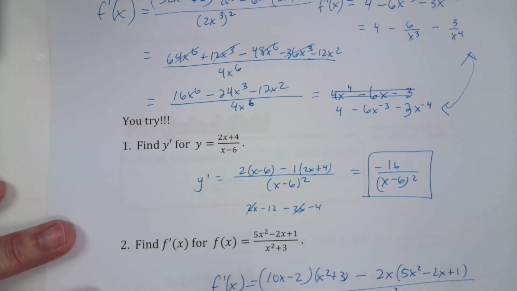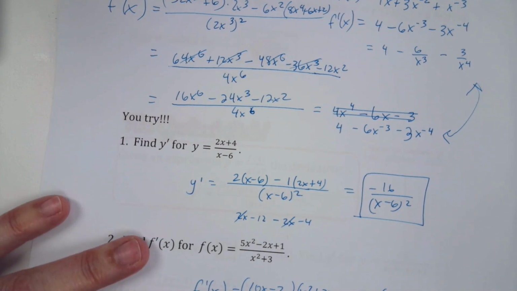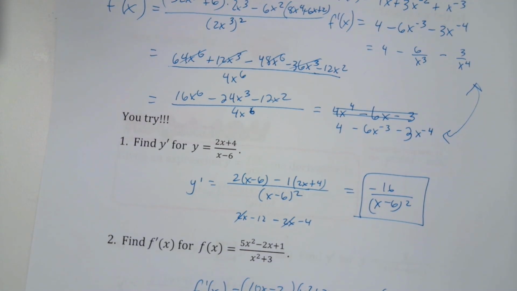All right, so let's clean this up. These go away nicely. I got 2x squared, then I have basically plus 28x, and then minus 6 over x squared plus 3 squared. So there is my derivative. All right, and there you have it.